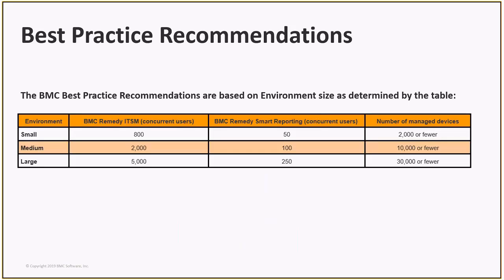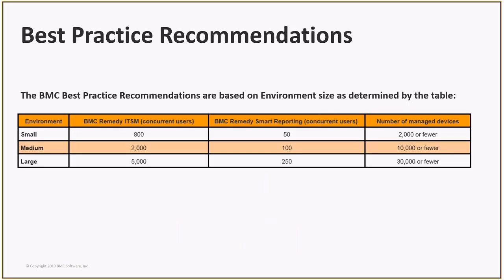So a small environment is an ITSM environment that has 800 or fewer users. A medium environment is generally an environment where there's 800 to around 2,000 users. And large is up to 5,000 users. And at the same time, we find that in most of these environments, if you have smart reporting, there's generally about 50, 100, and 250 users in the respective environments.